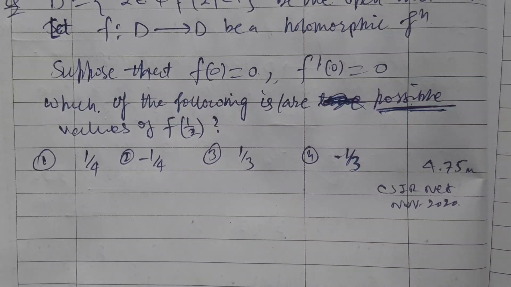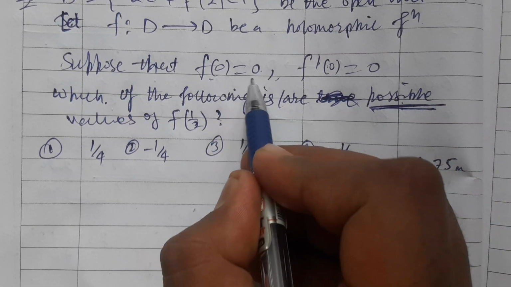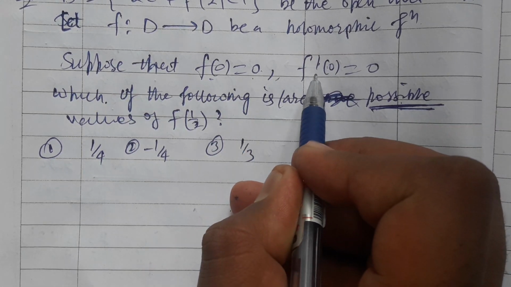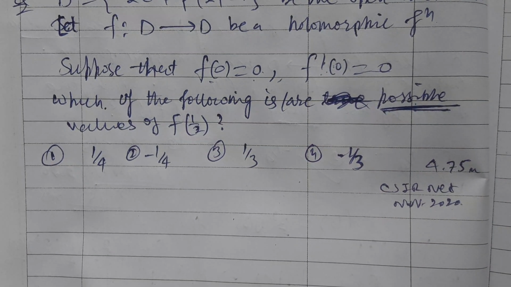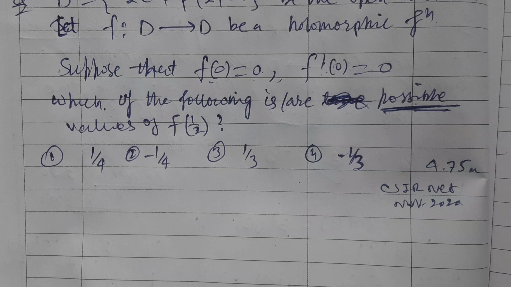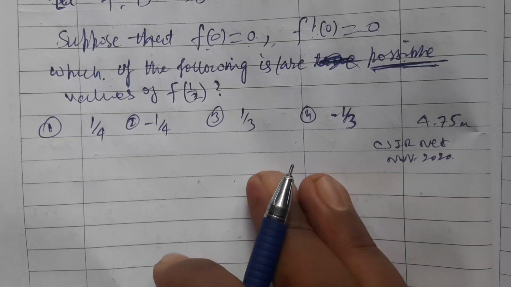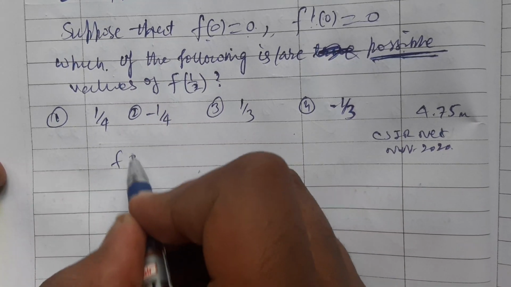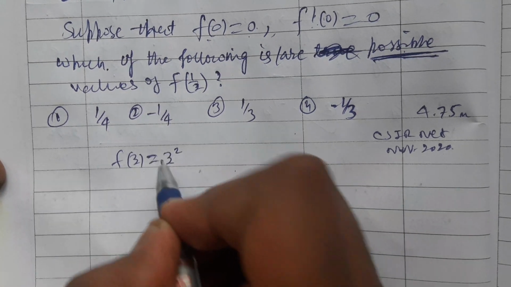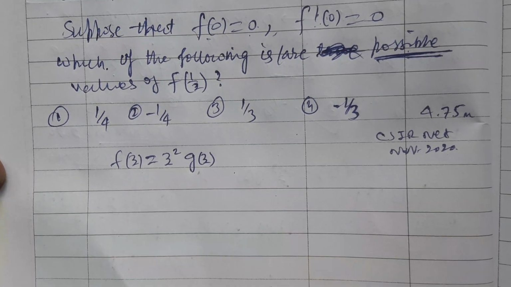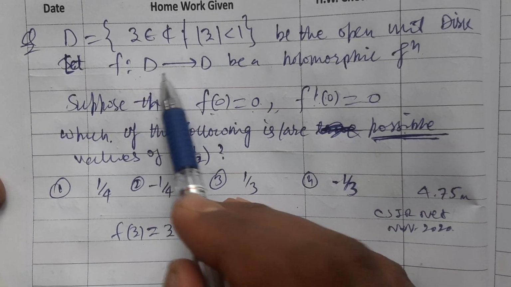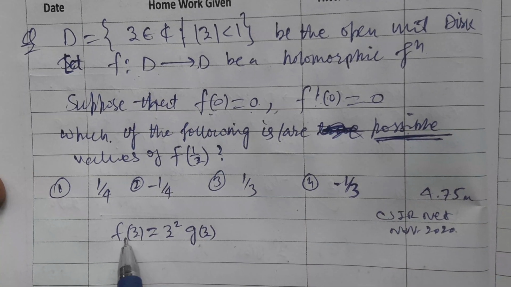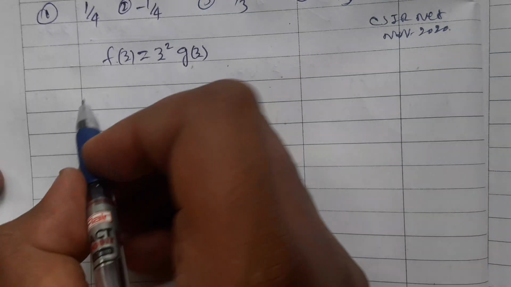Since the value at the point 0 is 0 and the derivative at the point is also 0, clearly the function must have a zero of order at least 2. So let me construct a function which must have a zero of order 2. Call it g of z. The condition is that the function goes from the unit disk to the unit disk, so the modulus of f of z should be strictly less than 1. I have to prove this.